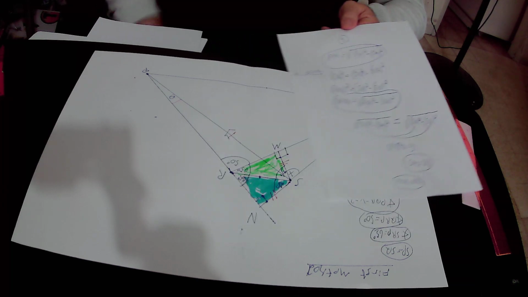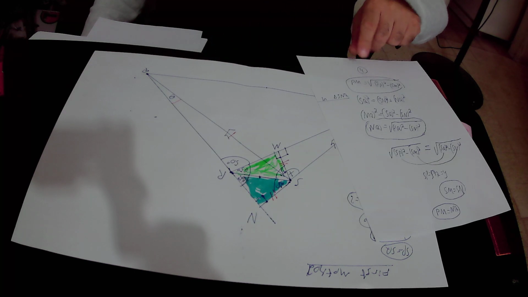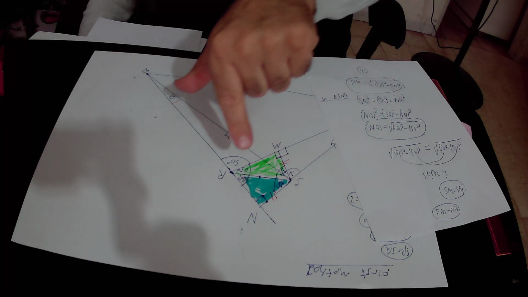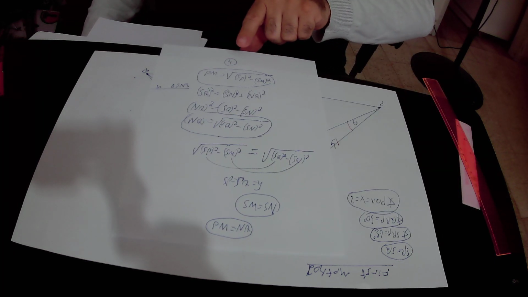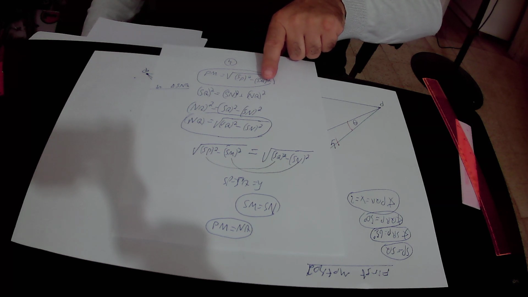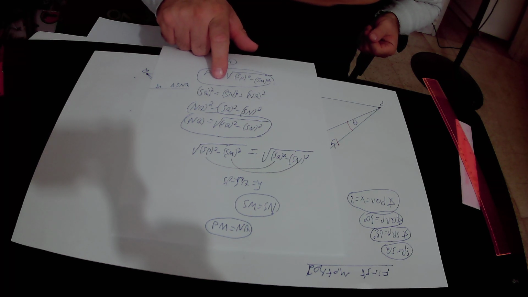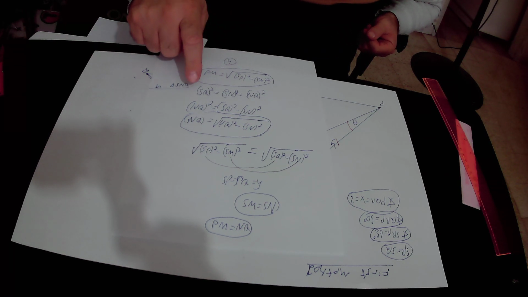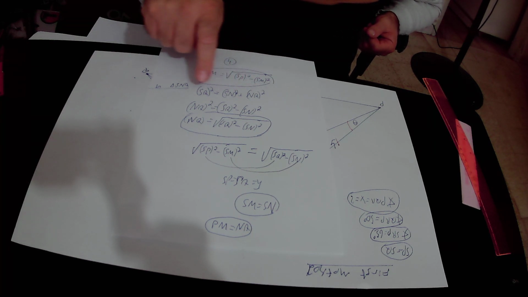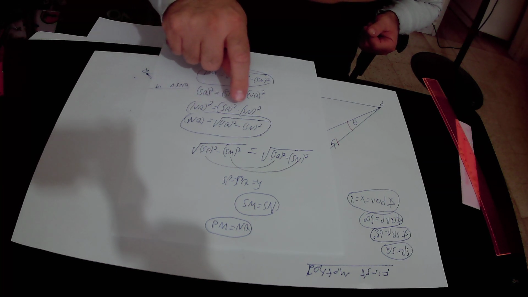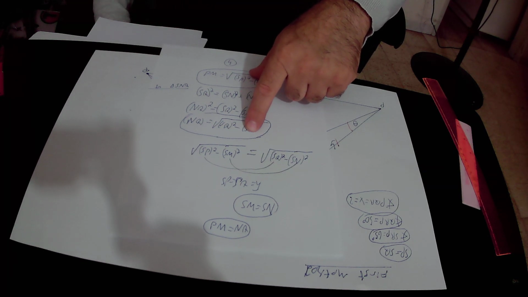Then we focused on the right triangle SNQ. According to the Pythagorean theorem, SQ square equals SN square plus NQ square. Then we subtracted SN square from this equality and got that NQ square equals SQ square minus SN square. Then we took a root and got that NQ equals the root of SQ square minus SN square. So actually these two expressions are equal to each other.